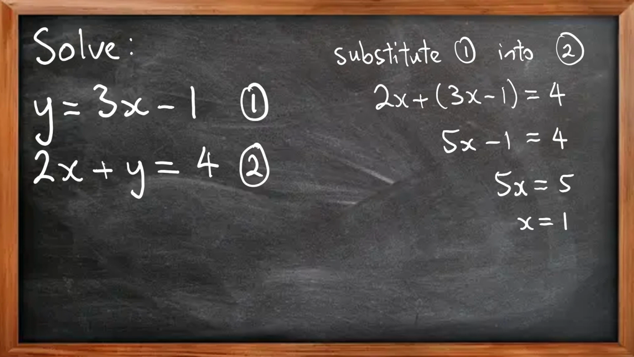Always remember that you need to find the other variable as well, so we can now substitute x equals 1 into either of our equations at the beginning. This is where you choose the one that will give you the answer the quickest, so let's use equation 1, and we get y equals 2. Done.